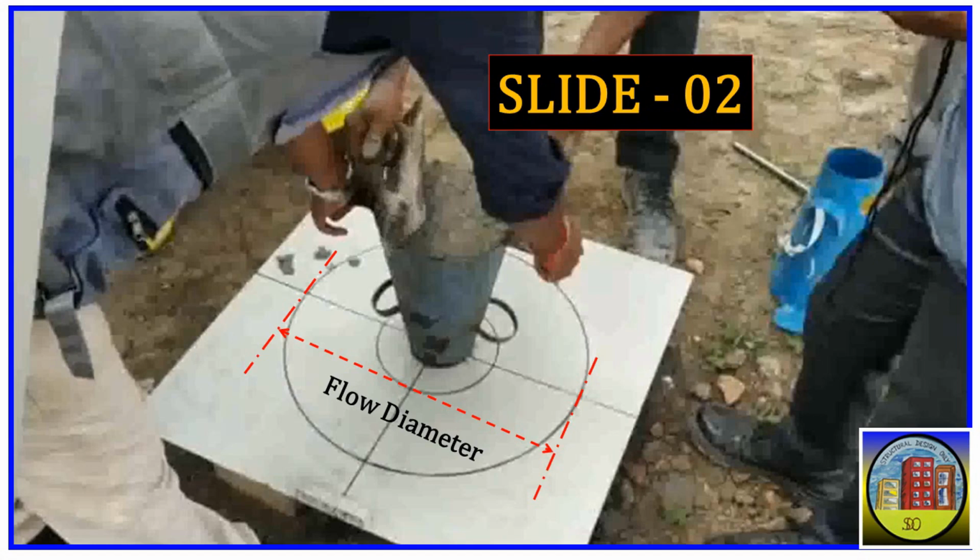After filling, they are leveling the top using a trowel. In flow tests, there's no need for tamping the concrete with a tamping rod. Now, they will wait for 10 seconds, and then carefully pull the cone upwards to complete the test.